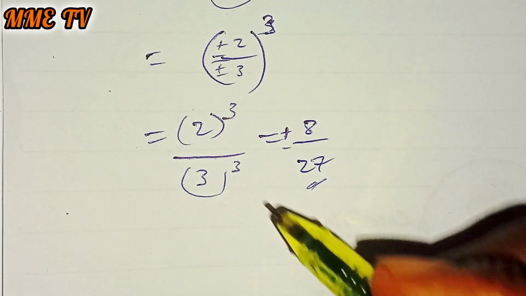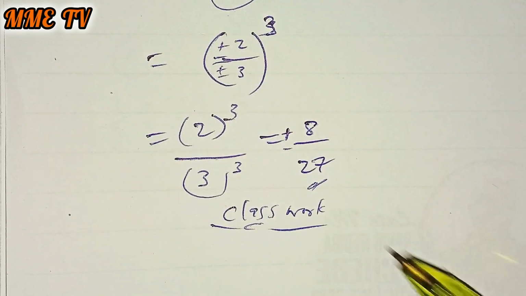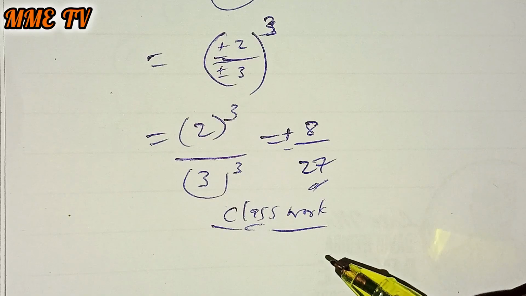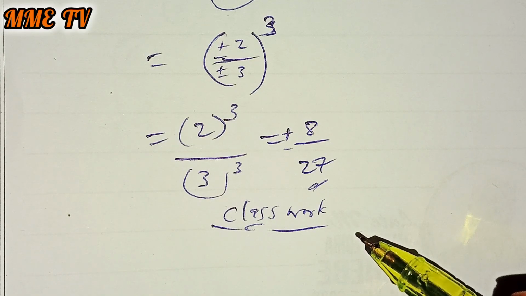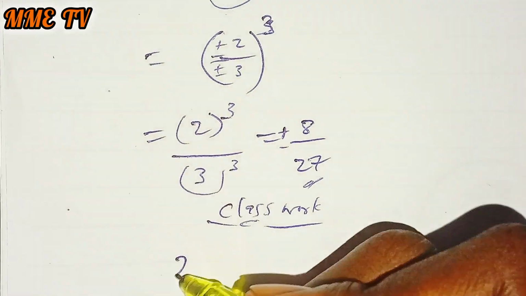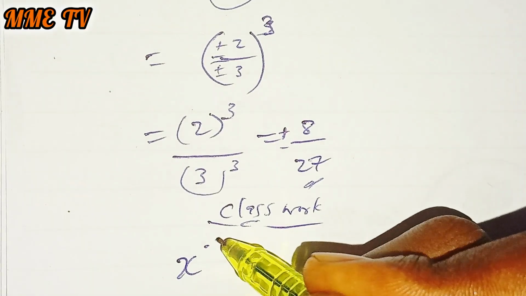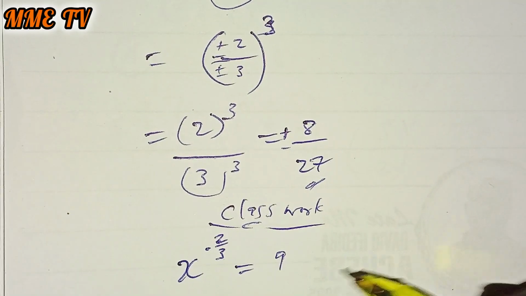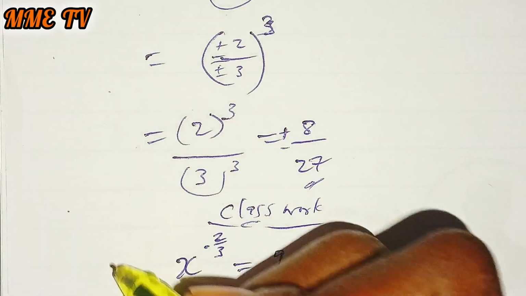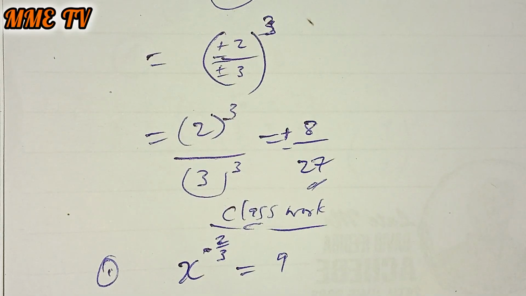So now, assuming that I've given us a classwork, let me give us something simpler to know what we can actually do with that. Say x raised to the power of minus 2 over 3 equals 9. Now just solve this one question for me and give me your answer in the comment section.